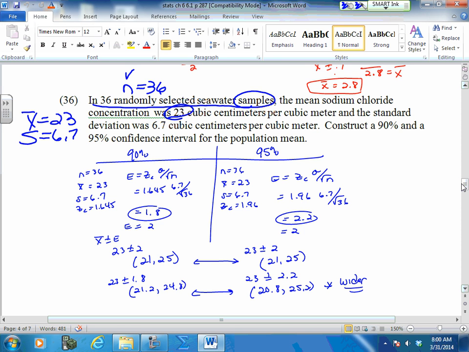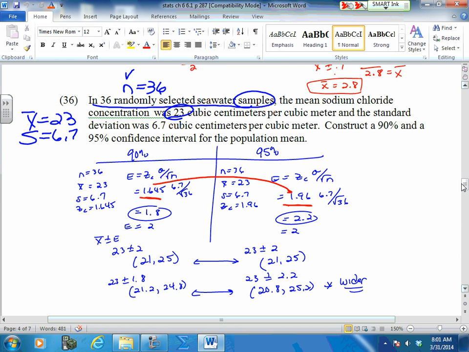This is the only information we need, and we need to know if it's a 90 or a 95 so that we can find this piece right here. Find this piece and this piece. That's the only thing that's changing from here to here. See it? Everything else is the same. And you're going to take your mean plus or minus your margin of error, and you're going to construct this. To be more confident, I need a little bit more wiggle room. My margin of error is slightly bigger, which makes my confidence interval slightly wider.